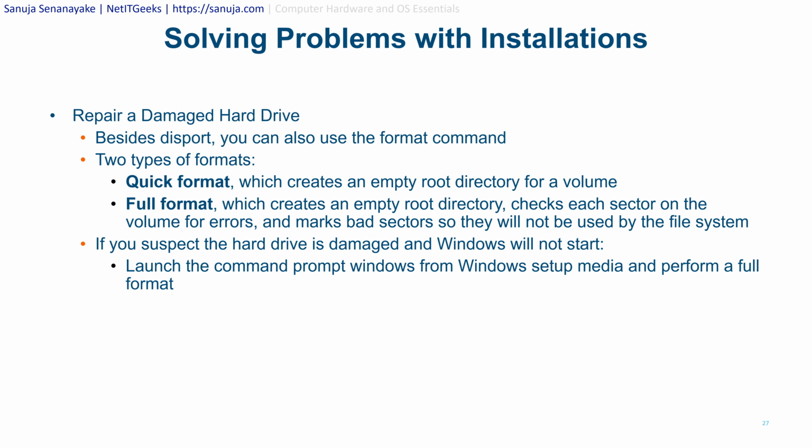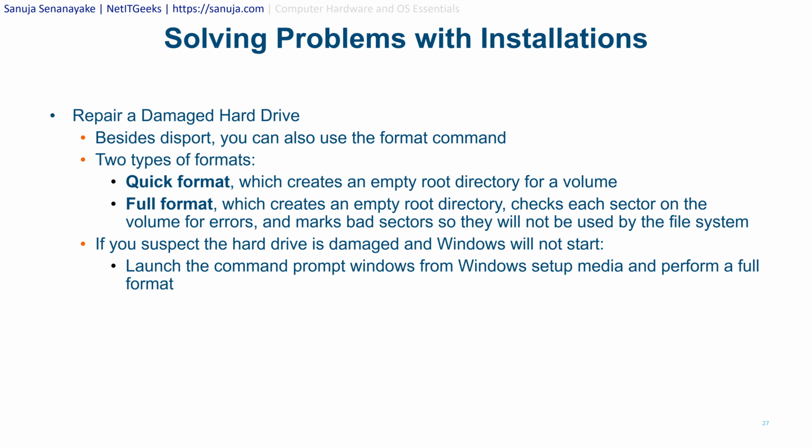Repair a damaged hard drive. Besides diskpart, you can also use the format command. Two types of formats include the quick format and full format. The quick format will create an empty root directory for a volume. The full format creates an empty root directory, checks each sector on the volume for errors and marks bad sectors so they will not be used by the file system.